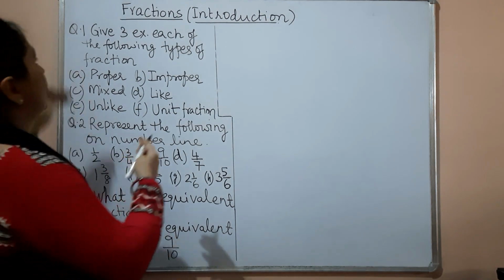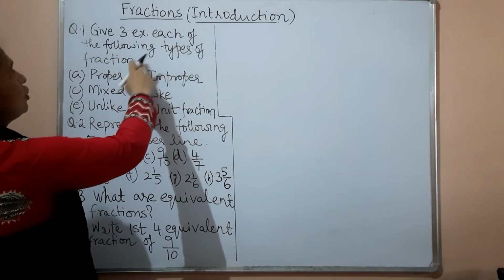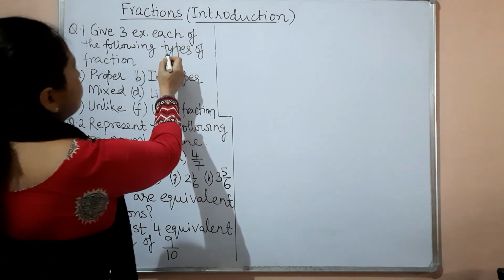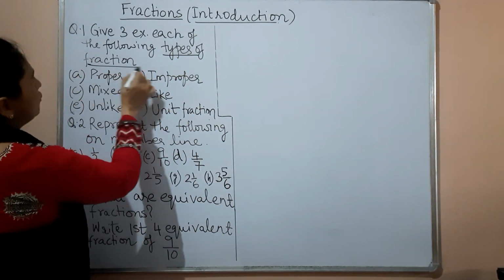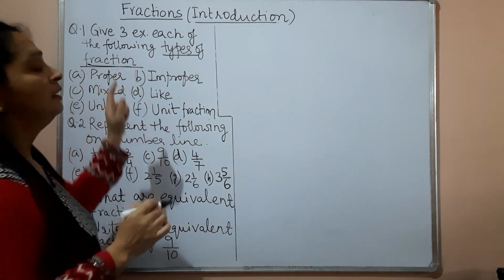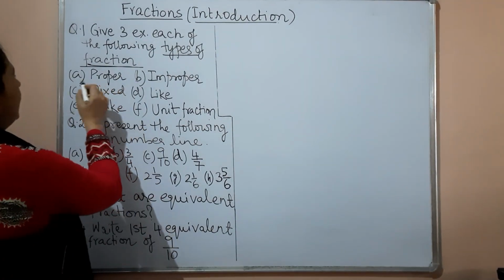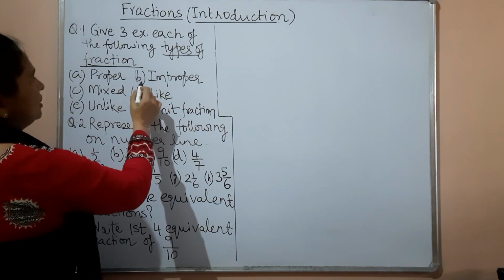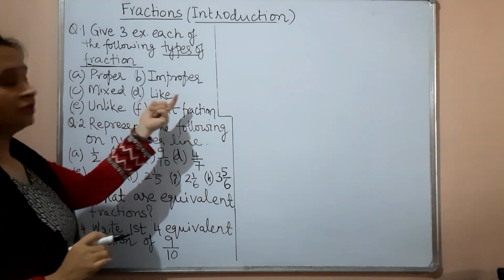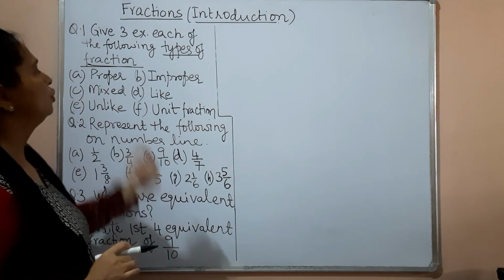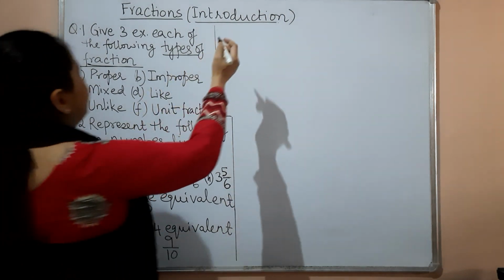Now, question number 1: give 3 examples each of the following types of fraction. So, we have to understand which are the types of fraction, or these are the new vocabulary connected to this chapter. One is proper fraction, improper fraction, mixed fraction, like fraction, unlike fraction, and unit fraction. Now let us take the examples.